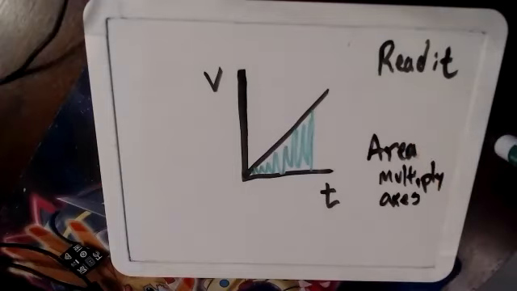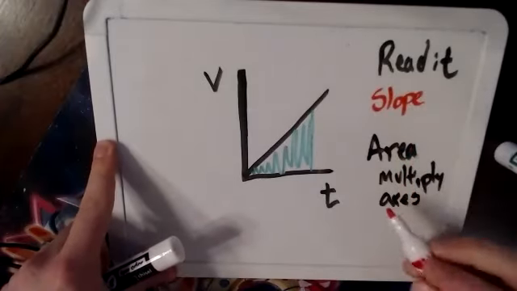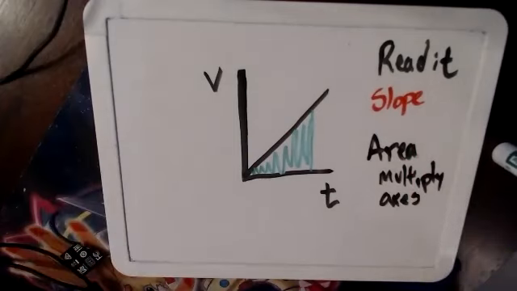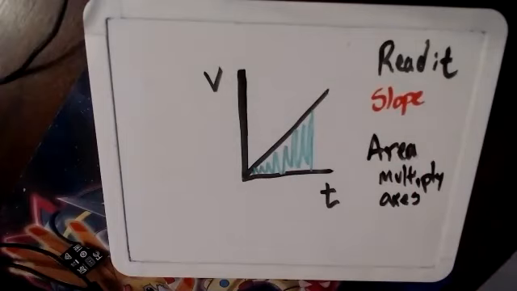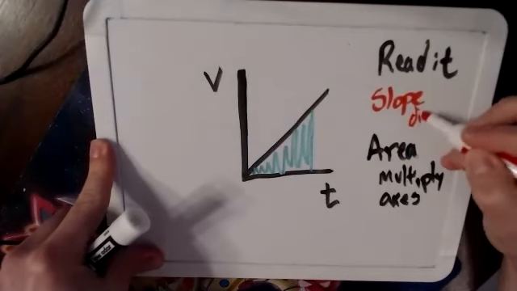So we can read it, we can take the area, and the other thing that we could do is take the slope. In this case, the slope would tell us the acceleration, because we would do velocity divided by time, and we would get the acceleration, the rate of change of that. I divide the axes.